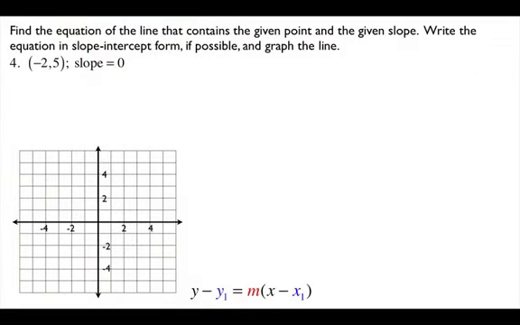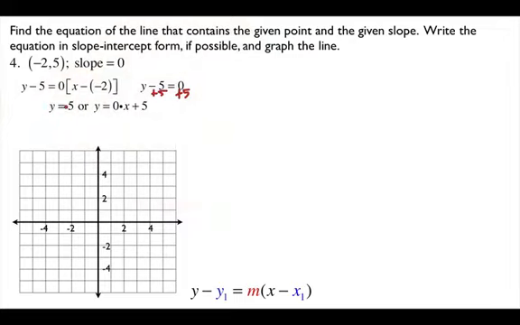So here's 4. Same directions. They give you different information. So I'm going to plug in my point and my m. This is what I get. And notice that since I have 0 on the right hand side, times this expression here is just going to become 0. And then at this point I need to add 5 to both sides. Once I do that, this is what I get.